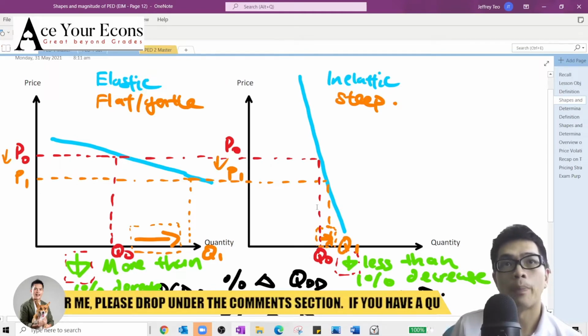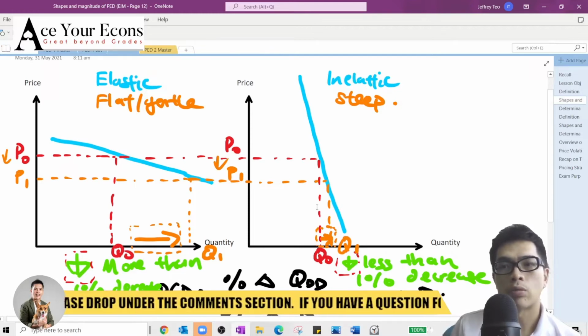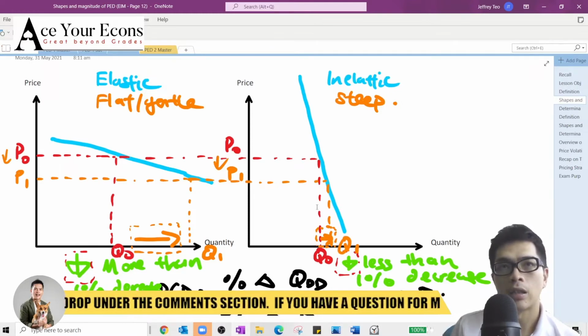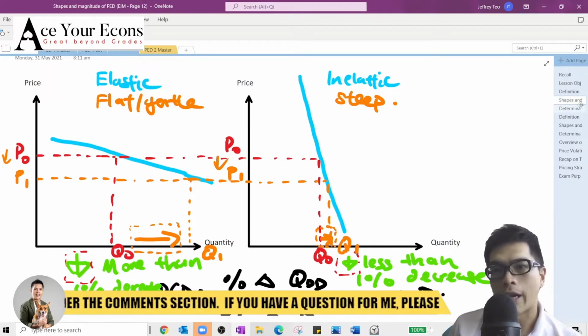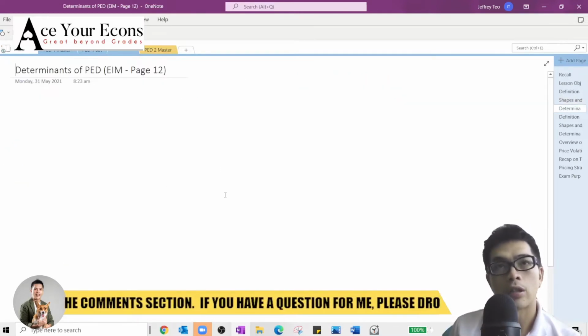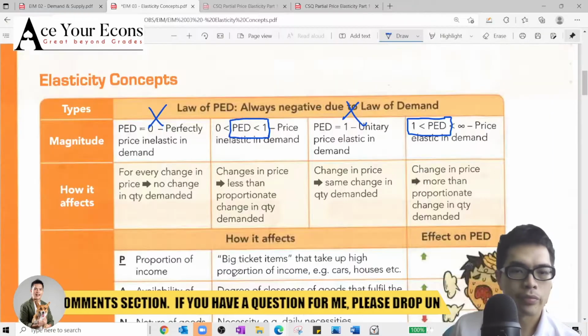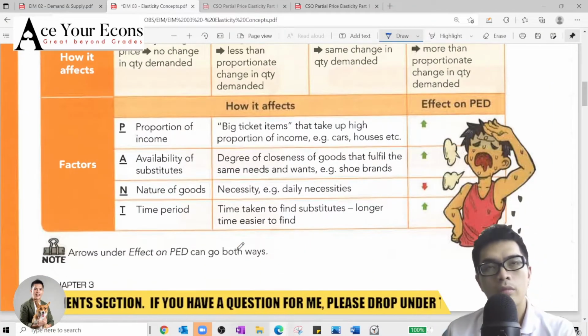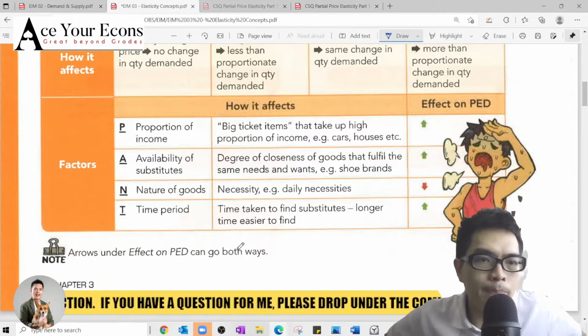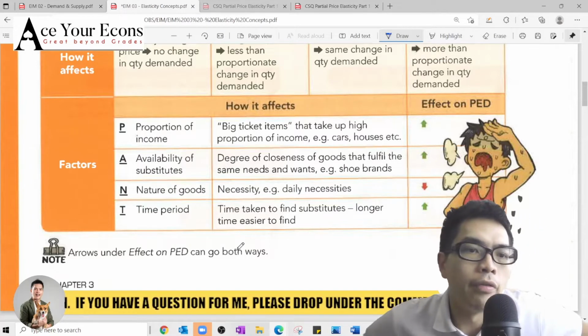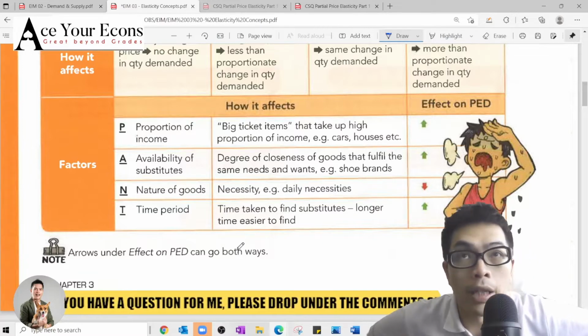How can your PED change? So this is widely tested in case studies. So with that, I'm going to move on to our first acronym that we are going to learn today. Let's look at page 12, everyone. Proportion of income spent, availability of substitutes, nature of goods, and time period.